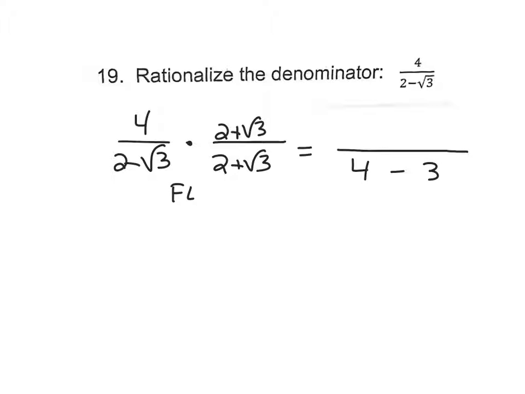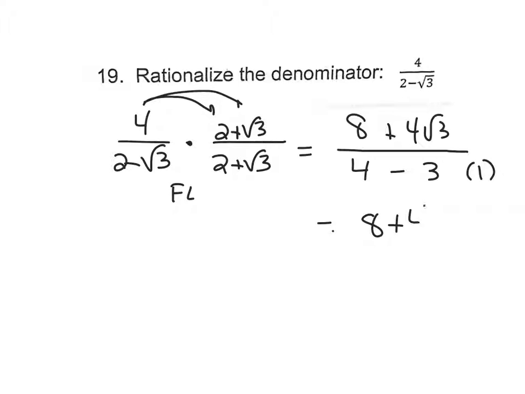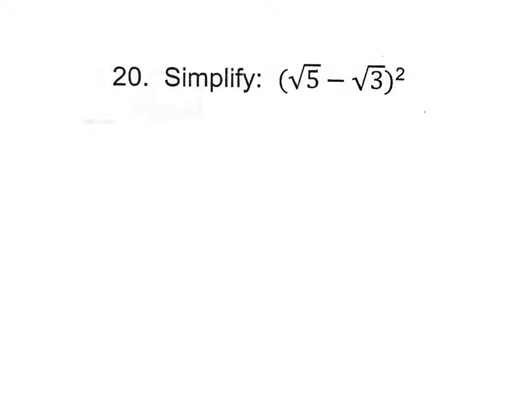In my numerator, I'm just going to distribute. 4 times 2 is 8, 4 times the square root of 3 is 4 on 3. The denominator is really just 1 down there, so my answer is just going to end up being 8 plus 4 on 3. No need to write a 1 in your denominator.